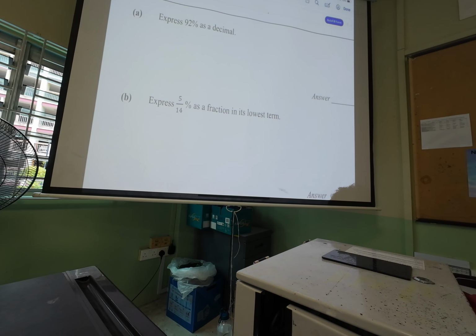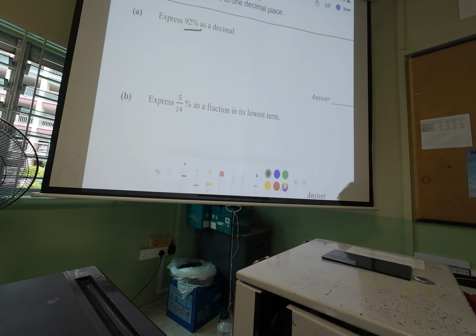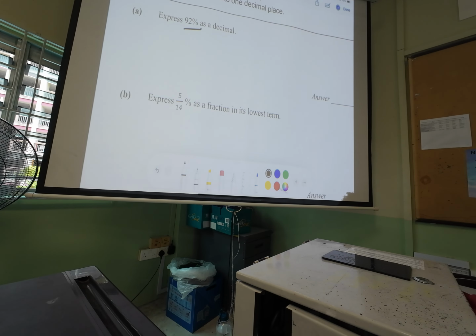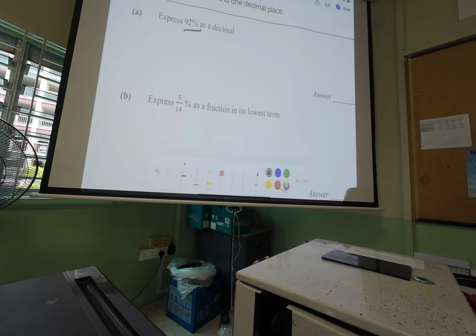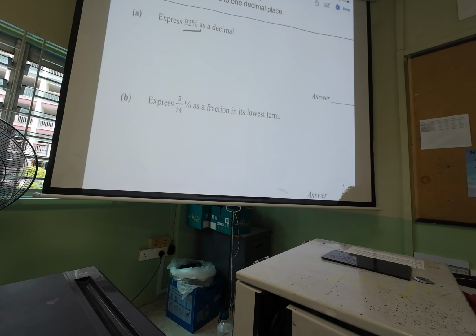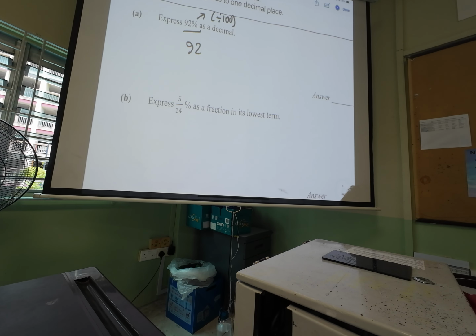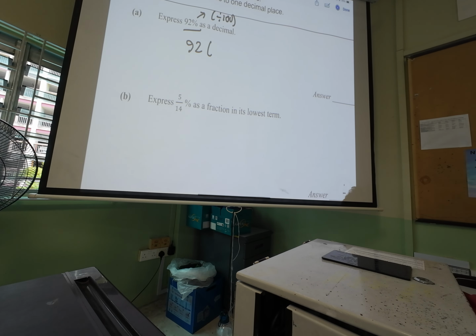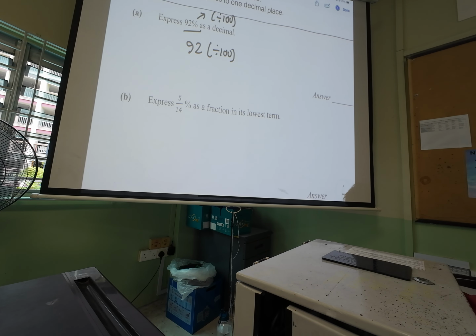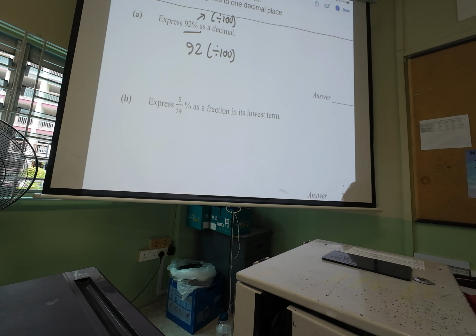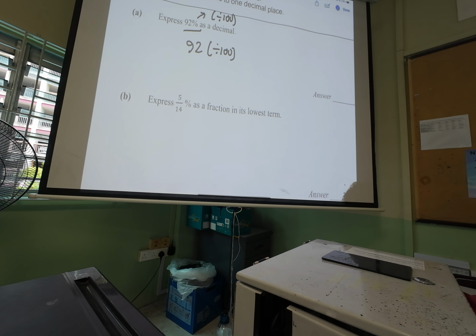Express 92% as a decimal. So now this one is in percentage, I want to change it to decimal. I have mentioned before, this symbol itself actually means divide by 100. So 92%, I am just changing the symbol into dividing by 100. Some of you divide 2 times. 1 time is enough, just changing the symbol to divide by 100.